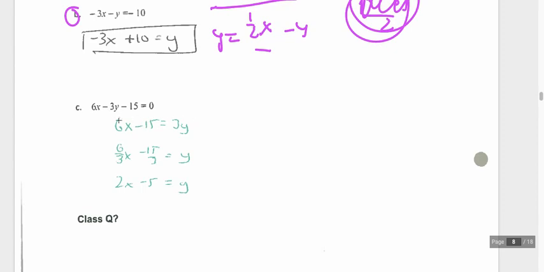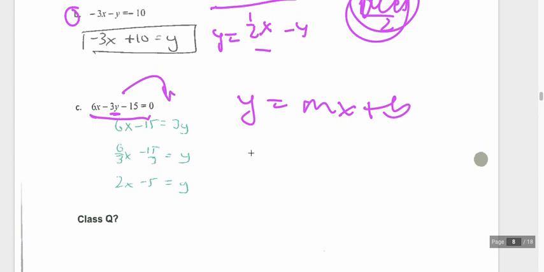Let me just rearrange this one with you here. Okay, so at the end I want y equals mx plus b. Remember, we should know what we're trying to do here. Because the y is negative here, I'm going to bring that over to this side to make it positive. So that leaves me 6x minus 15 equals 3y. If you'd brought the 6x over and the 15 over, you'd be fine, but then you'd have a negative you have to deal with later.